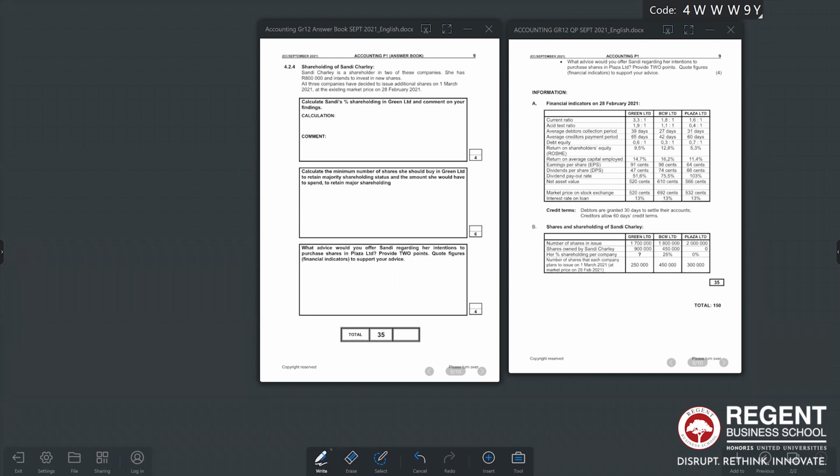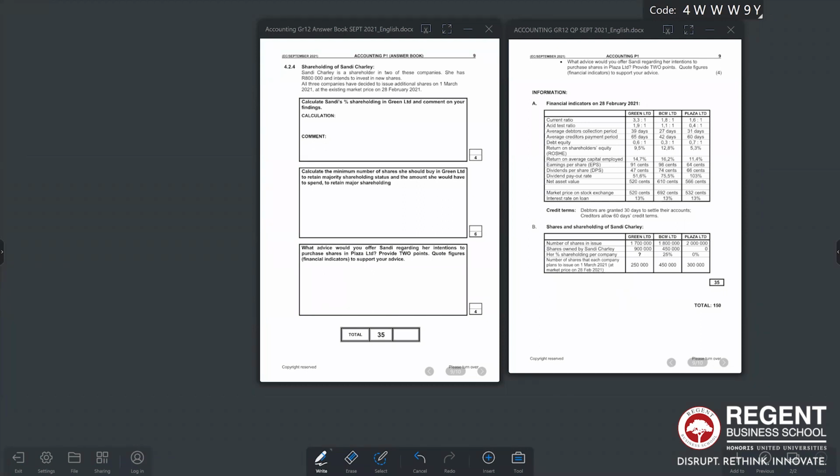The number of shares in issue is 1,700,000 shares. Sandy is owning 900,000. Straight away, you can see 900 out of 1.7 is more than 50%. She is holding more than 50% of the shares in Green Limited. If I have to work that out, you end up with 52.9%. So Sandy has 52.9% shares in Green Limited.